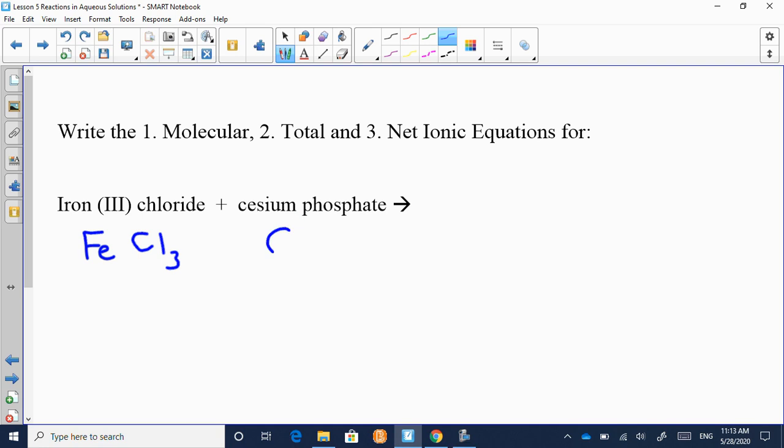And here we've got cesium, Cs, and then phosphate is PO4. Now cesium is plus 1 and phosphate is minus 3, so we're going to need a 3 there. Let's double check to make sure that they're both aqueous.